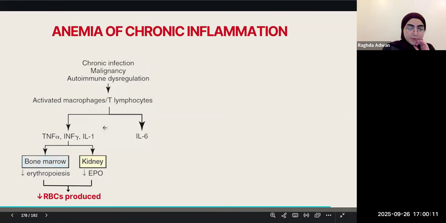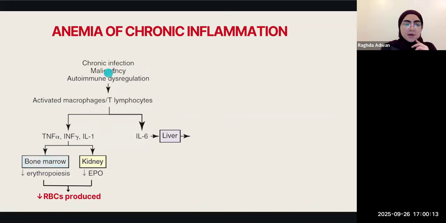Another way you end up with anemia is that all of these triggers will cause your immune cells to release interleukin 6. Interleukin 6, this is the important one that you need to remember. Interleukin 6 goes to the liver. It's a chemical, it's just a chemical. IL-6 goes to the liver and tells the liver to do what? To raise hepcidin. Now remember what hepcidin does?